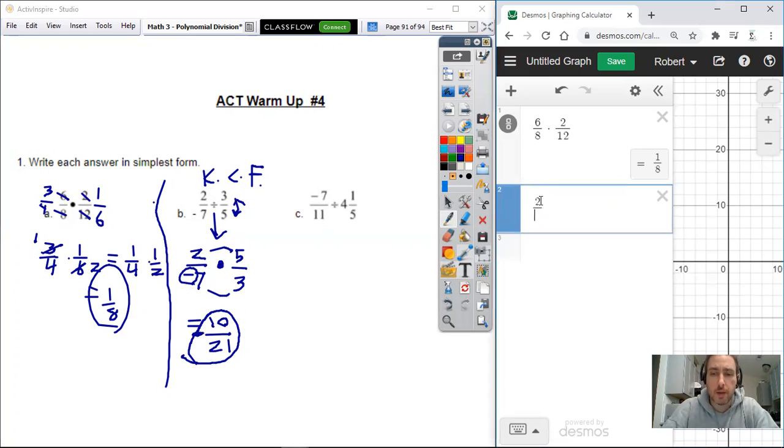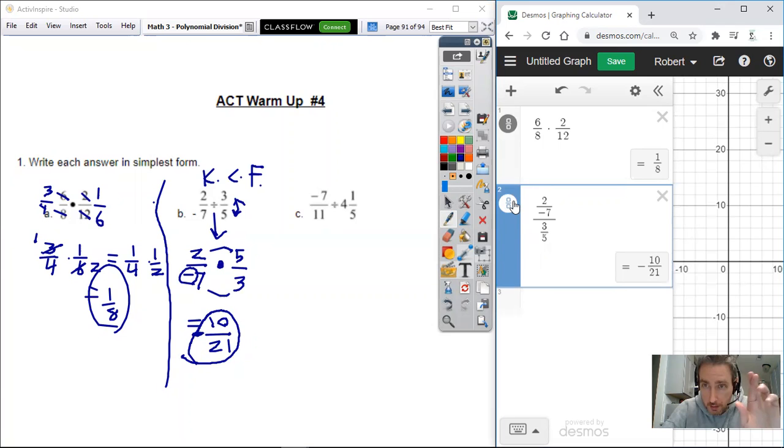So 2 divided by -7, right arrow, divided by, see if this works, and then you could say 3/5. And let's see. All right, it does give you -10/21, so we got it. That's kind of weird to type in, but it worked.